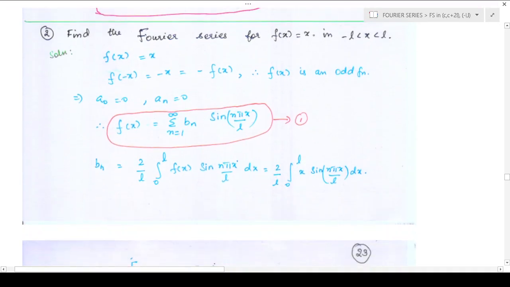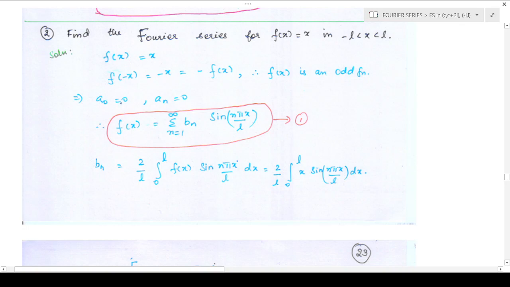Second one. f of x is equal to x. You have to find the Fourier series for it in the interval minus L to plus L, minus pi to plus pi, minus 2 to plus 2, whatever it is. You have to check whether it is an odd or even function. Now f of minus x is minus x. That is, f of x and f of minus x differ by a negative sign. So it is an odd function, children.